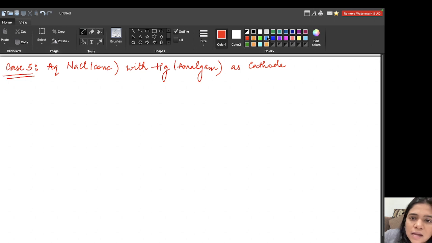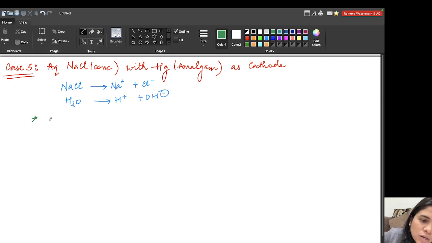So since this is aqueous, what is happening? NaCl is breaking down into Na plus and Cl minus, and water is breaking down into H plus and OH minus. Now let's write both the reactions. What happens at the anode? Anode, just take platinum electrode only because nothing is mentioned, right?